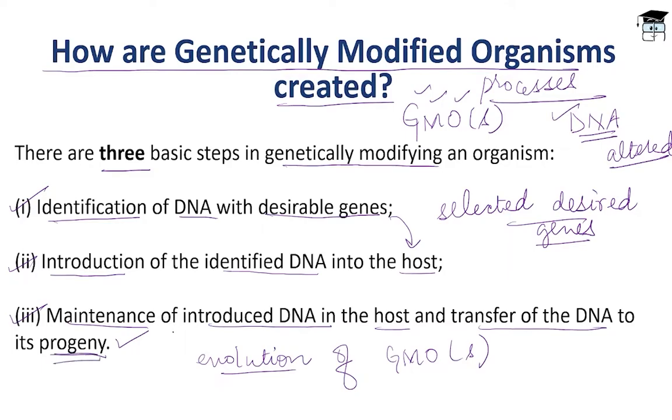Right. So once it is introduced in the host, once the desired gene is introduced in the host, then we have to maintain that desired gene or that introduced DNA in the host and we have to enable the transfer of that DNA into the progeny. That means we have to put a check that that DNA is being transferred to the progeny, to the further generation as well. For example, if we are introducing a gene in the F1 generation, we have to make sure that that gene is being passed on to the F2 generation.